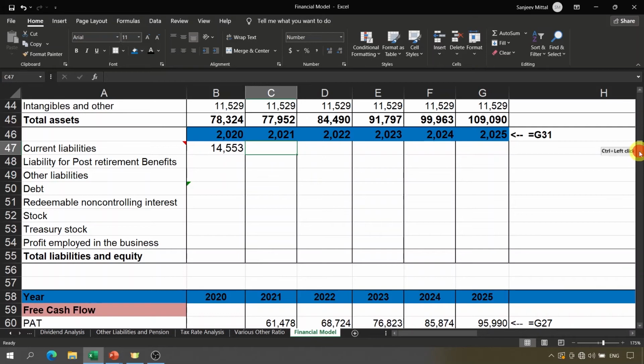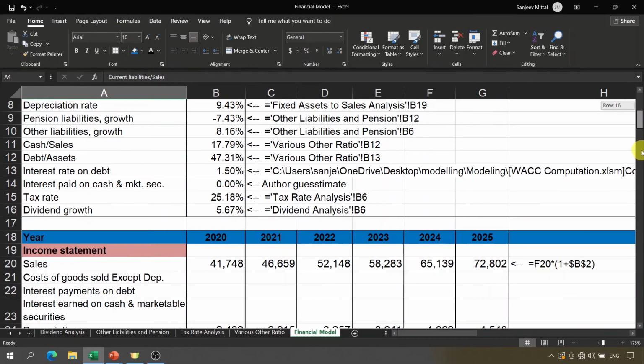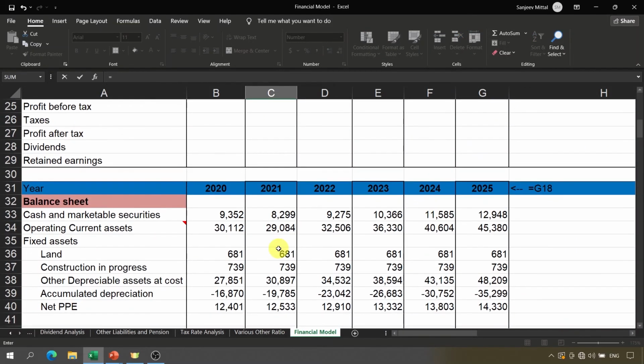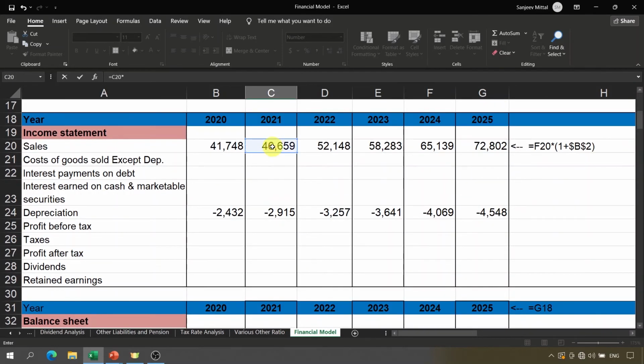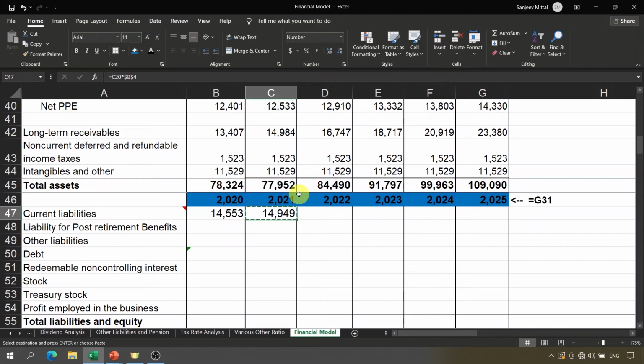After that, in our model, we can simply see that there is a relationship of current liabilities with sales. It means that your current liabilities are 32%, or 32.04% to be precise, of your sales. So we go to our income statement, take our sales number, and multiply it with our specified current liability percentage of 32.04%, and we freeze this number because it is going to be used in all the cells. And if we copy paste this detail, we will simply get our current liability for all the 5 years starting from 2021 to 2025 for our company Caterpillar Incorporation.